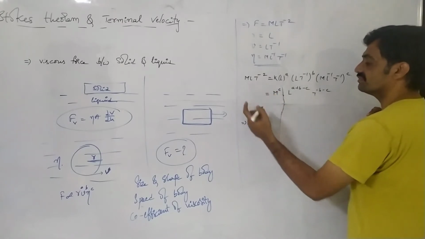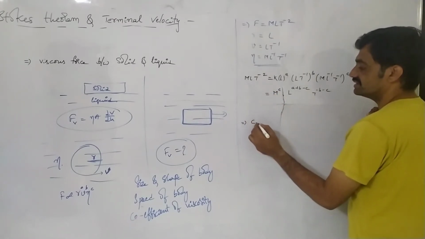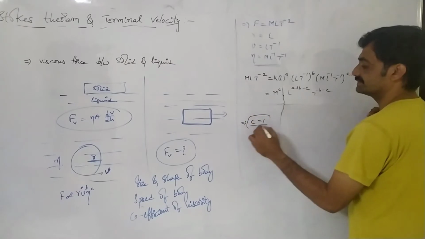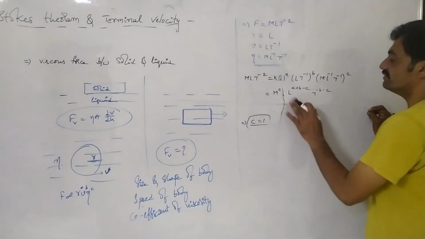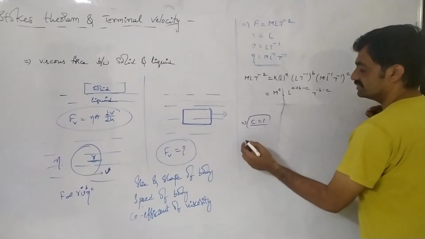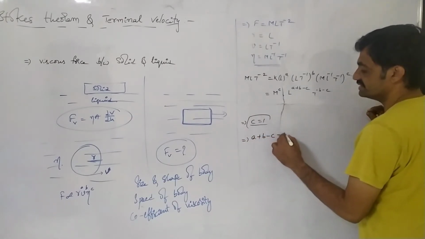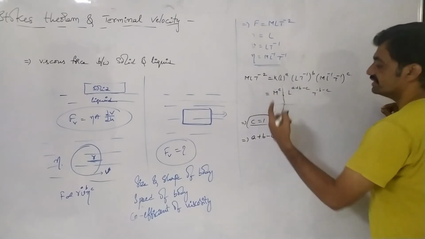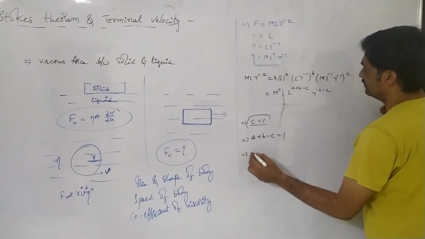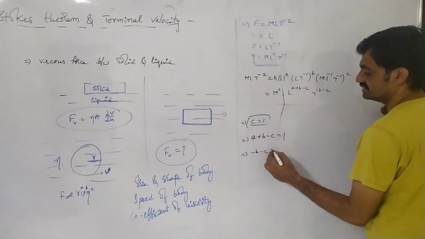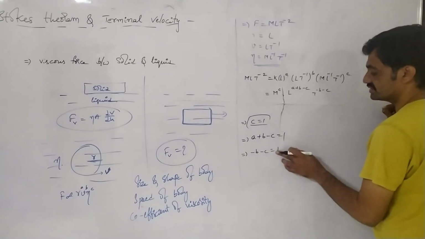When we equate the powers of mass, c is equal to 1. When we equate the length on both sides, a plus b minus c is equal to 1. And when we equate the dimensions of time, observe that minus b minus c is equal to minus 2.